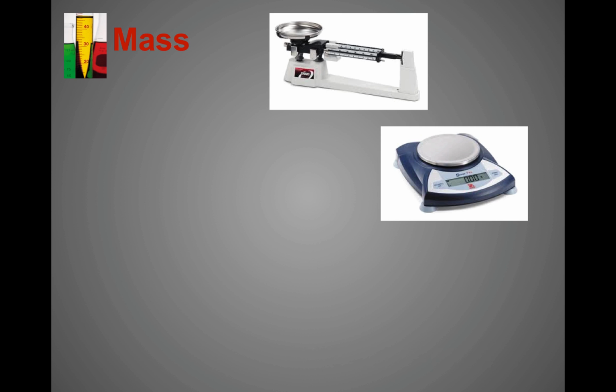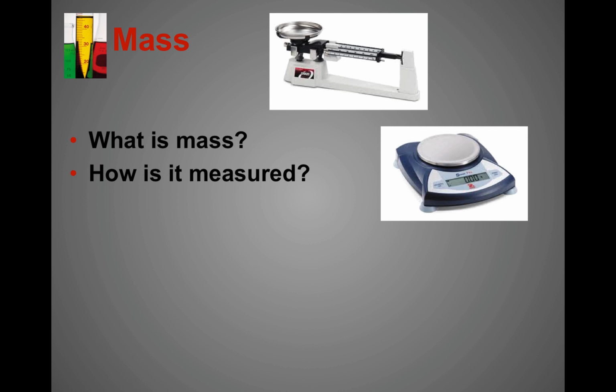Finally, mass. Mass is defined as the amount of matter. Mass is not weight. Weight is the force of gravity on an object. That means if you're on a planet with greater gravity, you're going to weigh more. Mass is defined as the amount of matter. Mass is measured using a balance, not a scale. A scale measures weight. A balance measures mass.